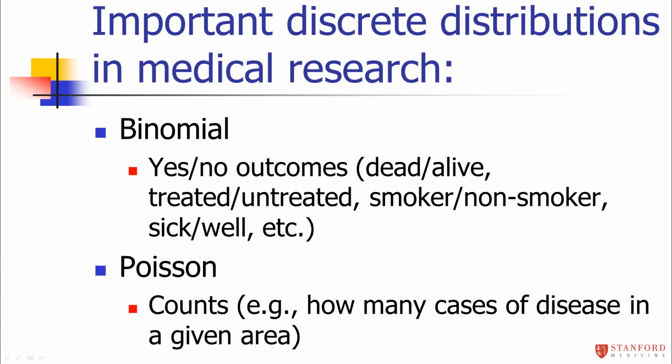Another important discrete distribution that comes up in medical research is the Poisson distribution. And this is a distribution when you have things that are counts. So like how many cases of disease are occurring in a given area. Those are counts. Counts follow a Poisson distribution.